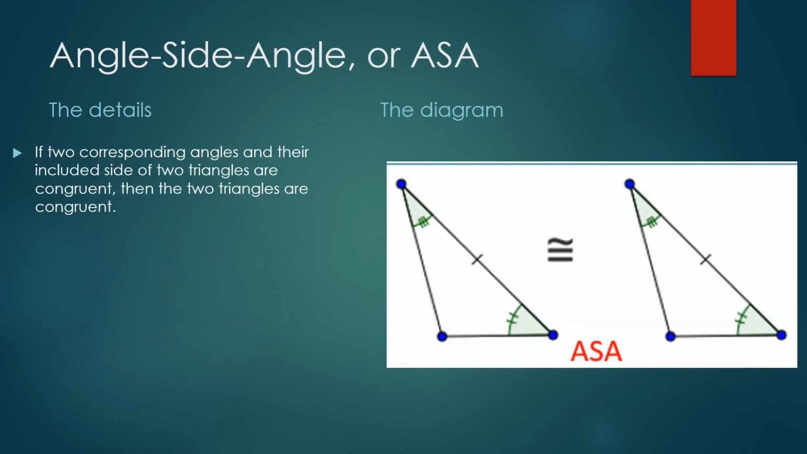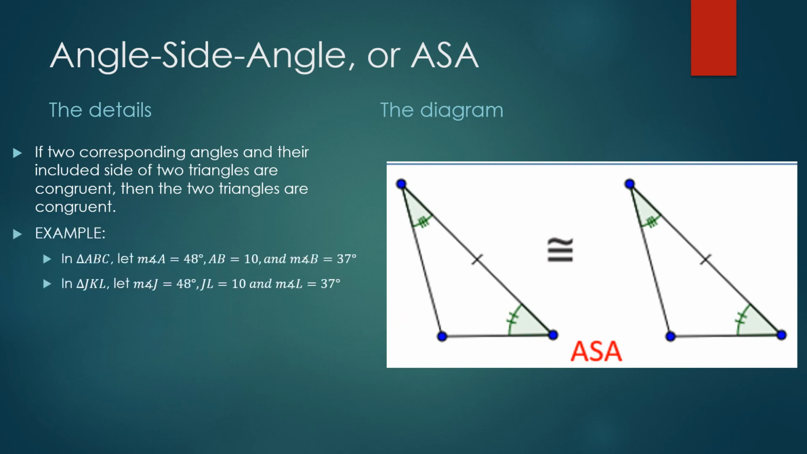The final one we have is angle side angle. If two corresponding angles and their included side of the two triangles are congruent, then the triangles are congruent. In the diagram here, it says we have one angle here, and the side in between them. So the difference between angle side and angle side angle is the position of the side. Do you include it? Is it the side you're talking about in the middle, or is it one of the other two sides?